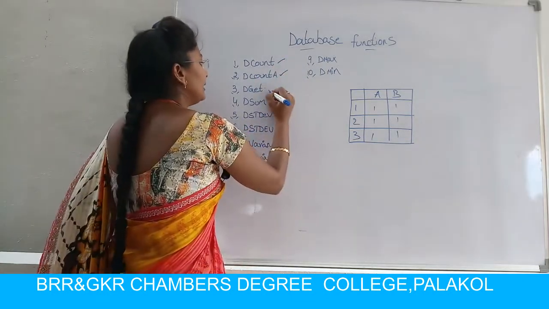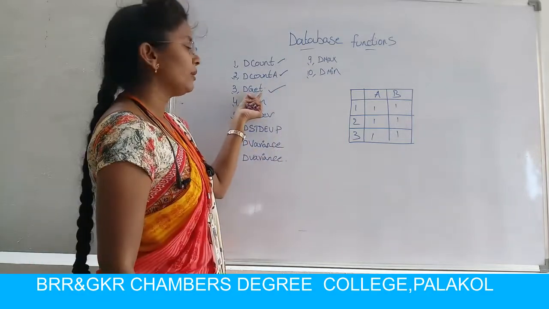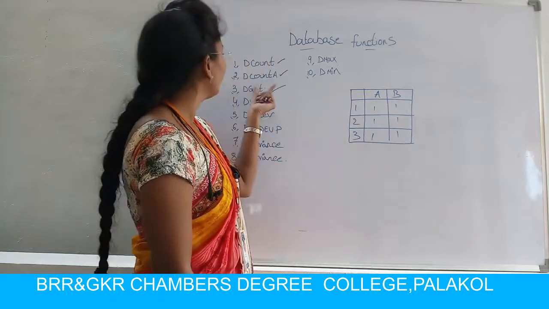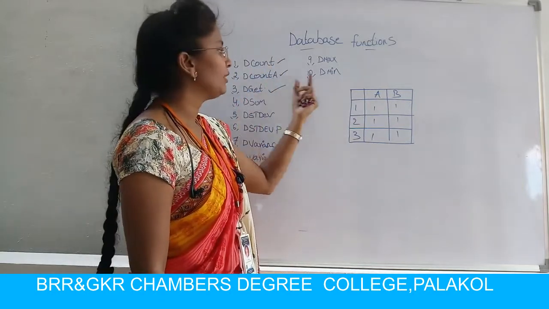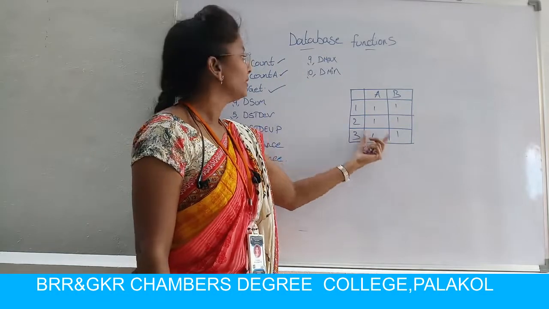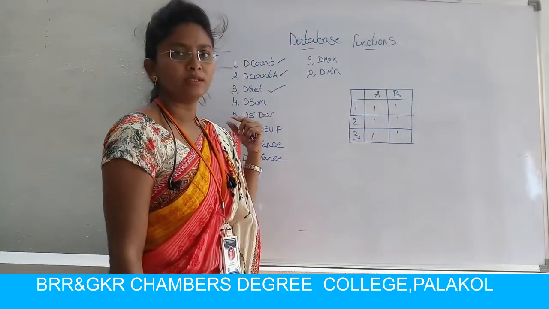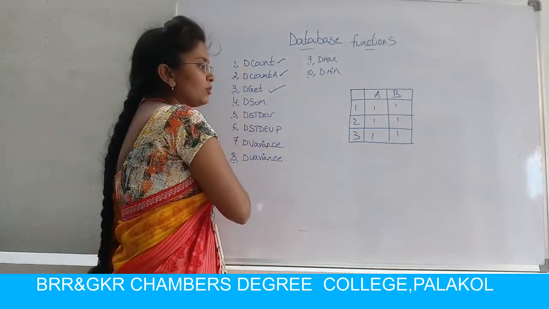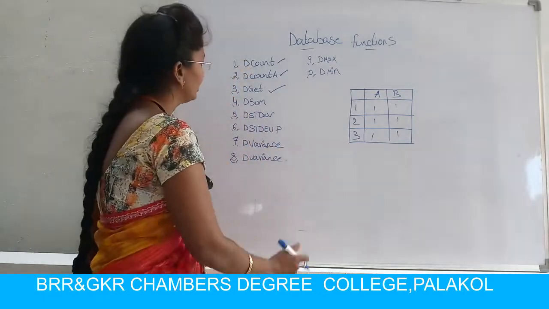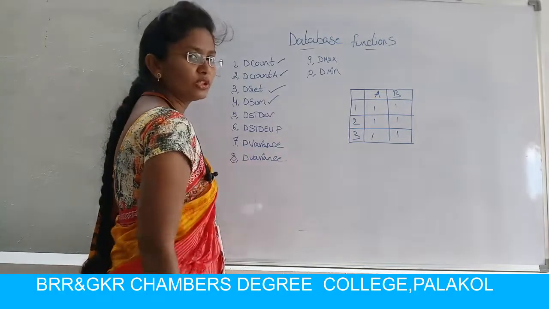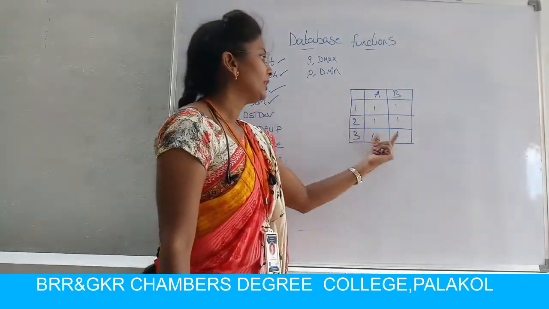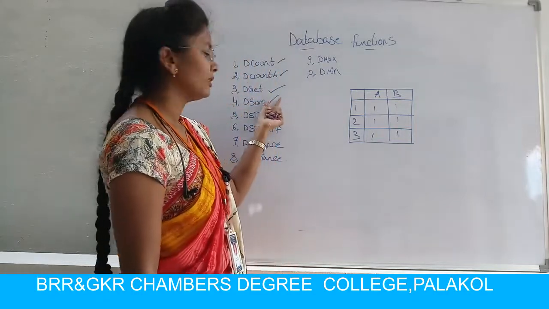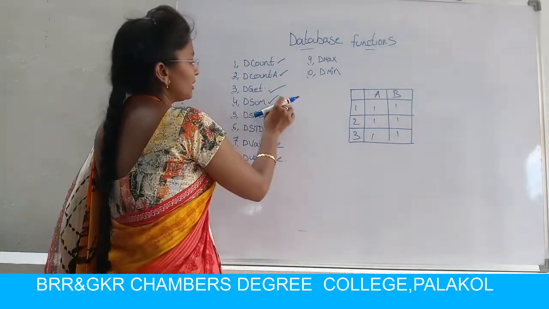And DGET. What does the database get mean? If you enter something in the Excel sheet and give the function name as DGET, it will get the data and display it in the result. That means it will return the data and display it in the Excel sheet. And then the SUM function: whatever data you entered in the Excel sheet will be calculated, and it gives the result in the Excel sheet by using this SUM function.